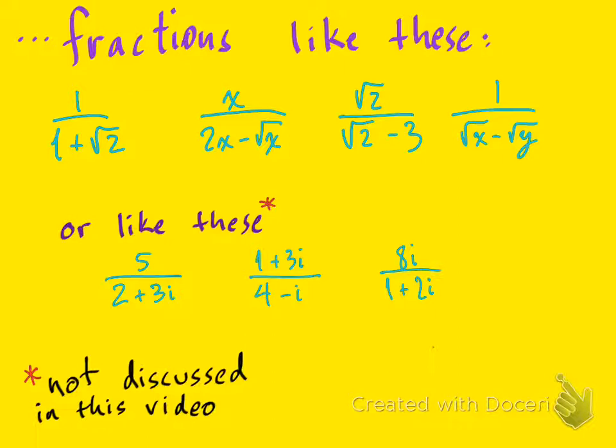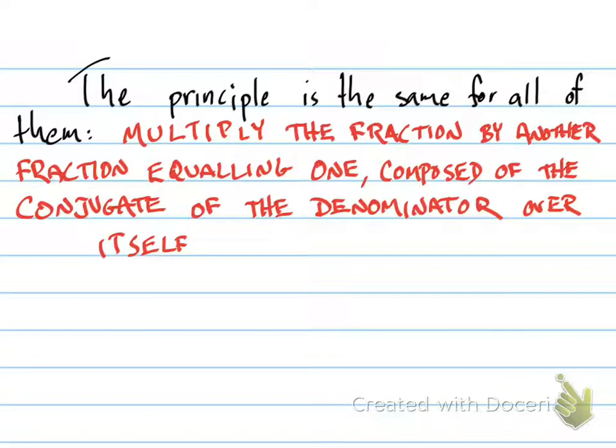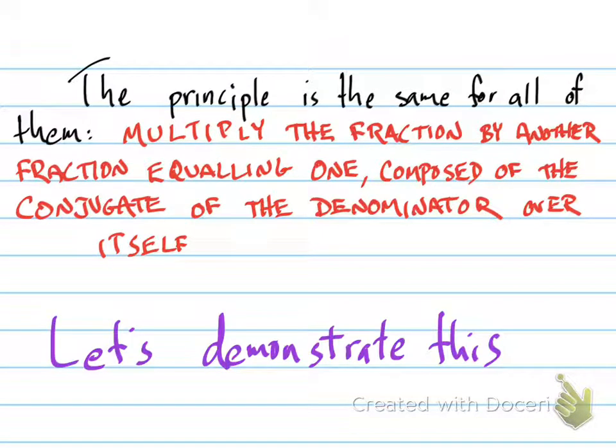Alrighty? Okay, so here's the principle. As succinctly and clearly and as simply as I can make it, what you're going to do is multiply the fraction that you have by another fraction equaling 1, and that fraction will be composed of the conjugate of the denominator over itself. Now, I know that's, again, a lot of heavy math language there. So rather than parse it out too much, let's just demonstrate how this works.